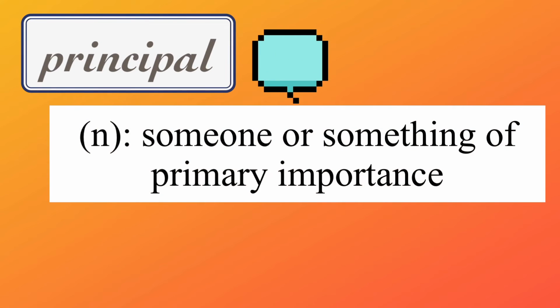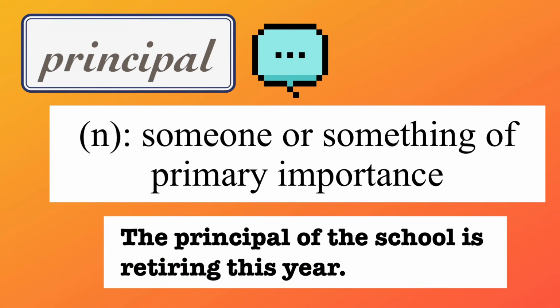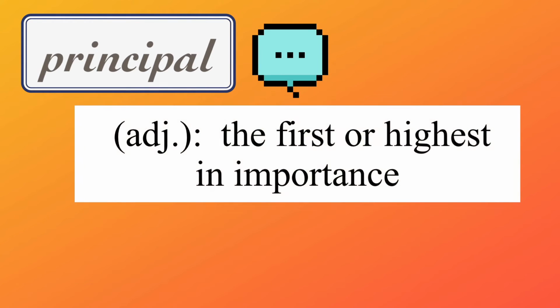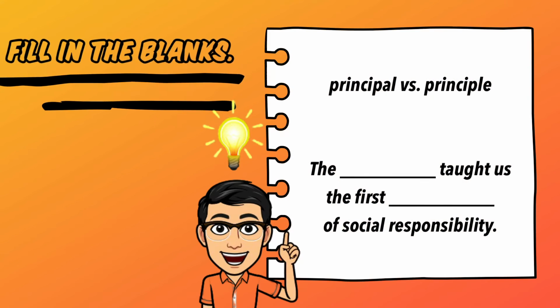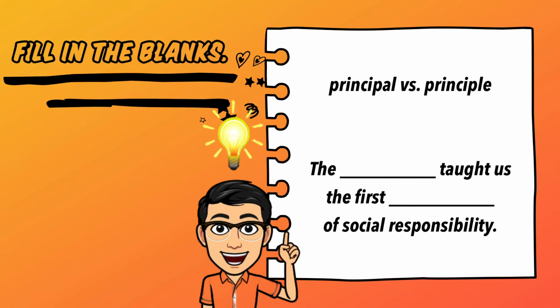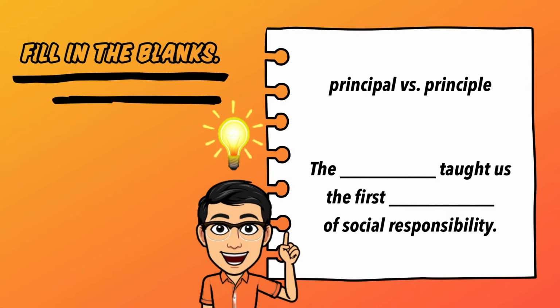Principal. It can be a noun which means someone or something of primary importance. Example sentence, the principal of the school is retiring this year. It can also be an adjective which means the first or highest in importance. Example sentence, the principal problem facing our economy today is jobs, by Jim Sensenbrenner. Let's go back to the example sentence. What are your answers?